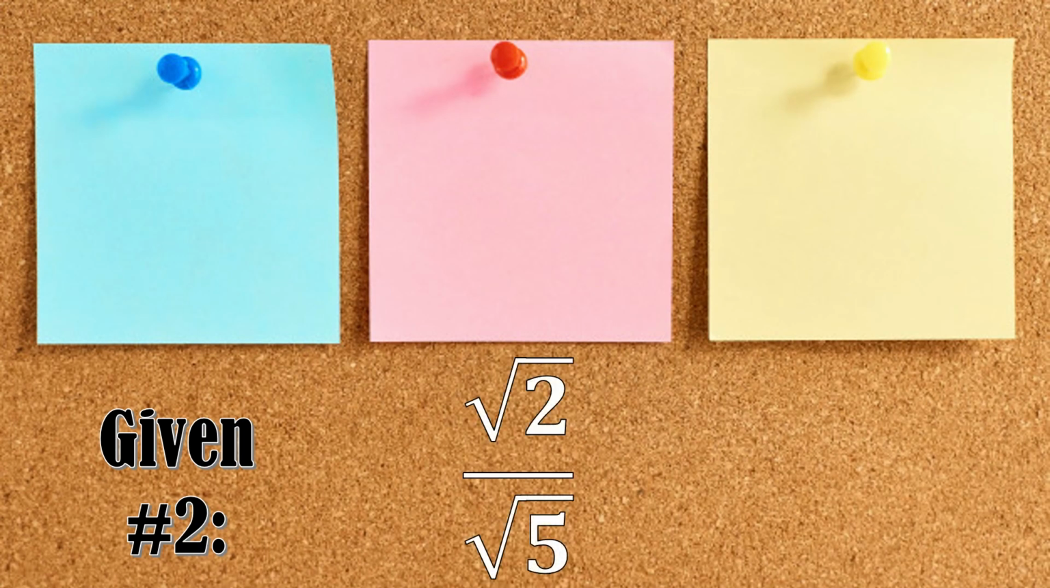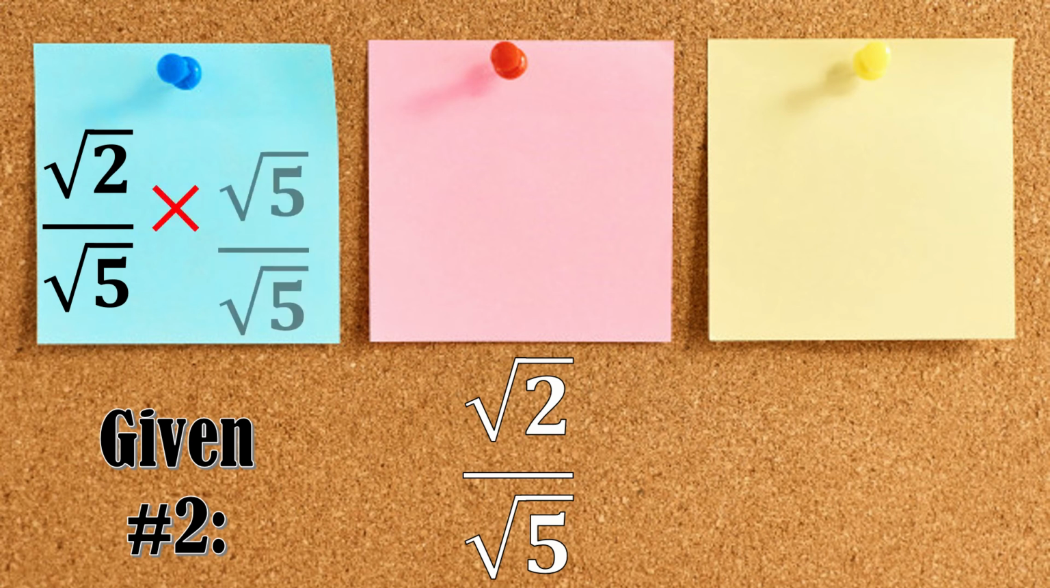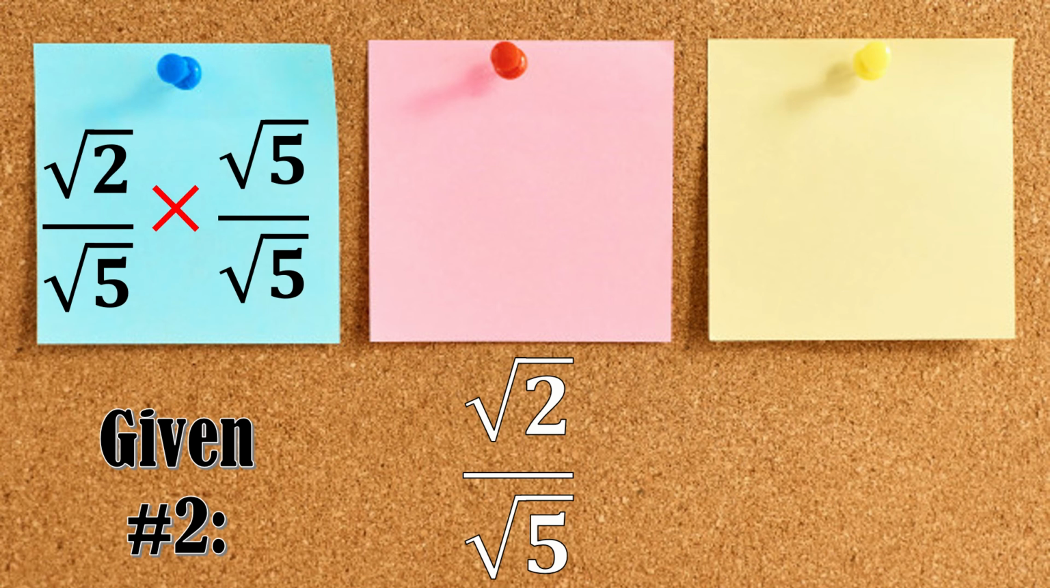Given in number 2, we have square root of 2 all over square root of 5. The denominator is in a radical sign, which is square root of 5. So we multiply both the numerator and denominator by square root of 5. So we have square root of 2 all over square root of 5 times square root of 5 all over square root of 5.